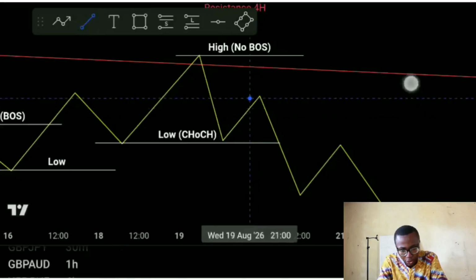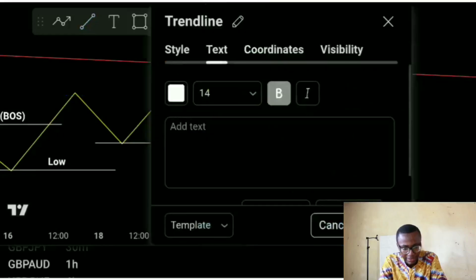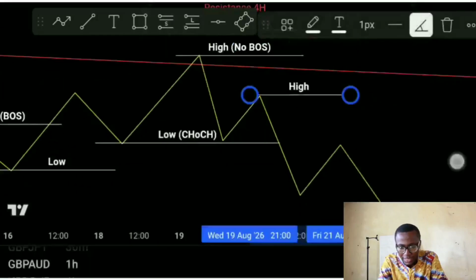Now this is our high. This high here, no break of structure here. So we'll just call it a high.